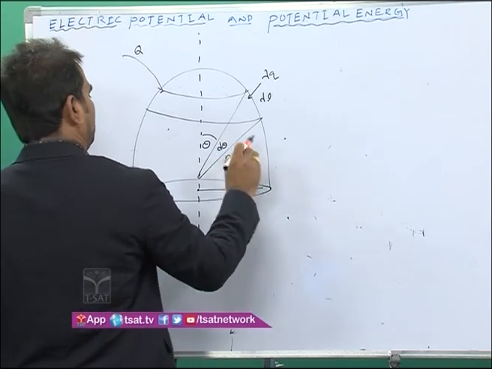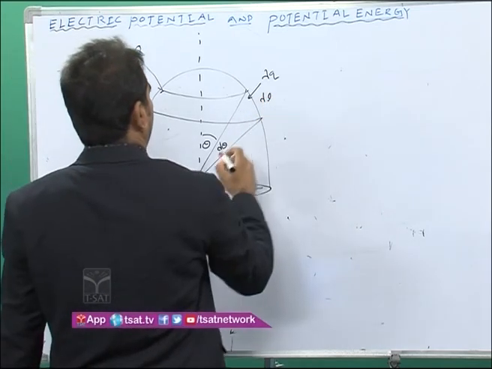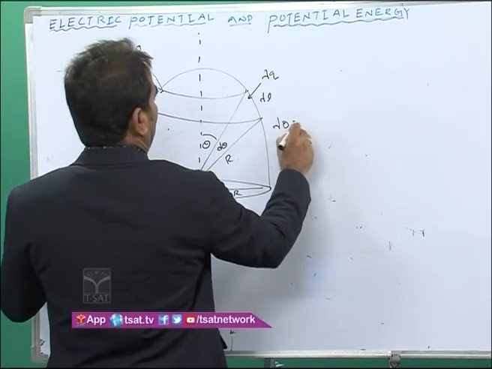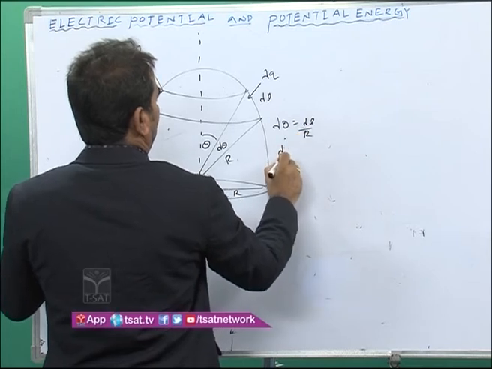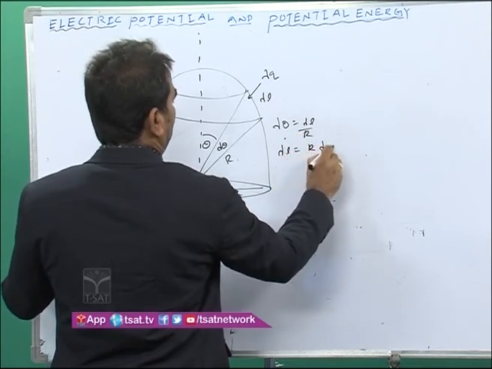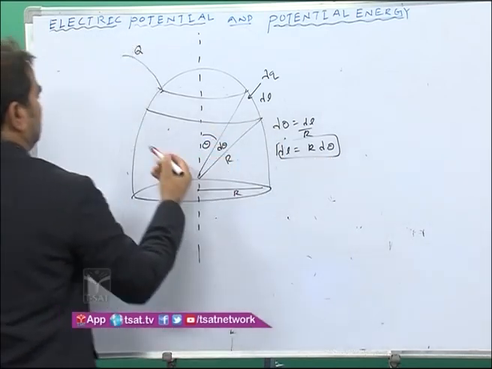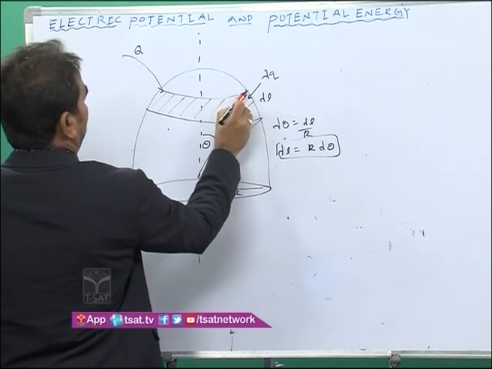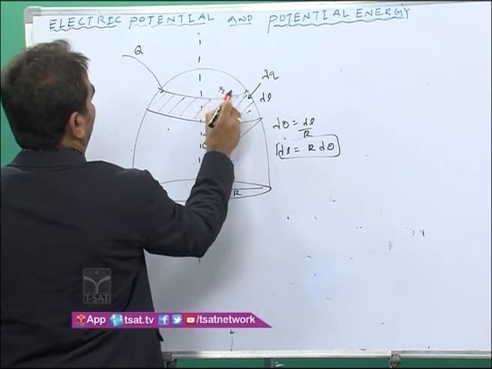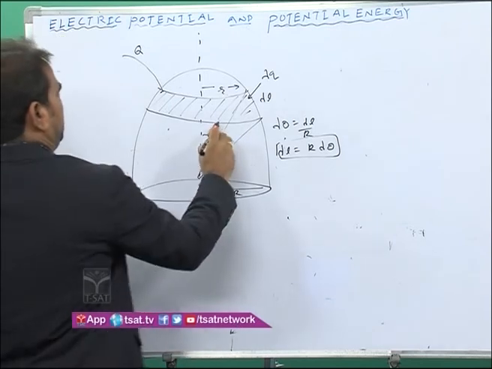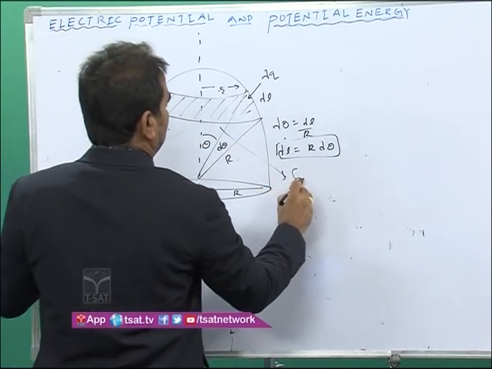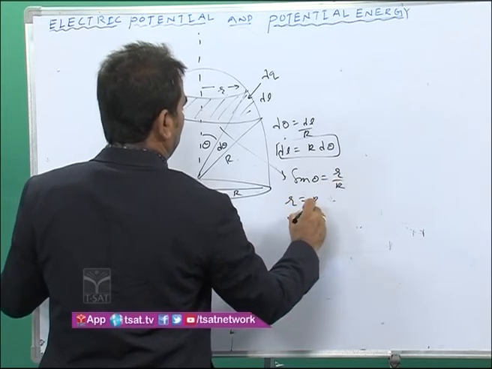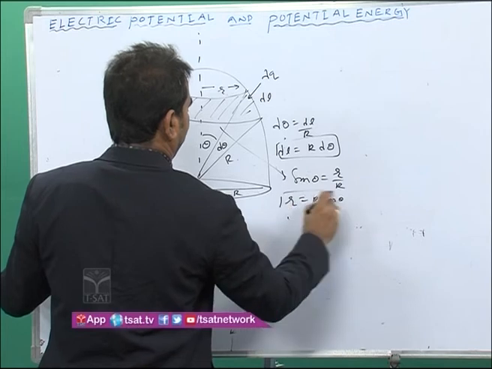The radius of the circle is R, where d theta is arc by radius: d theta is equal to dl upon R, so dl is equal to R d theta. This is the length of this element. On the circumference, consider a small element which has a radius r. From this triangle, it is very clear that sin theta is equal to small r upon capital R, so small r is equal to R sin theta.